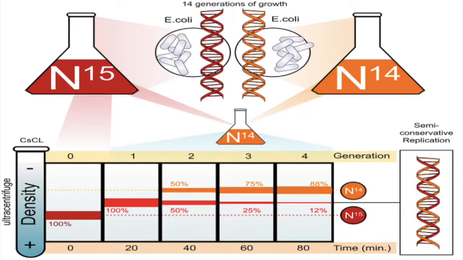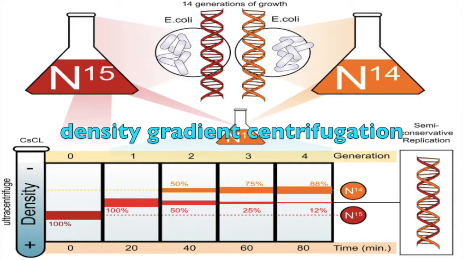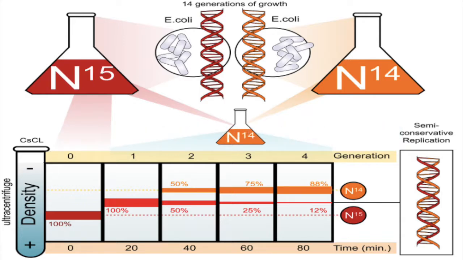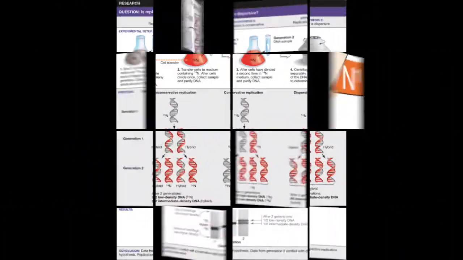A technique with a very sophisticated name, density gradient centrifugation, was used to separate molecules based on their density. And so DNA containing nitrogen 14 and DNA containing nitrogen 15 would separate into distinct bands, as indicated by the chart at the bottom of this lovely diagram, which will be explained a little bit better looking at the details of the actual experiment.